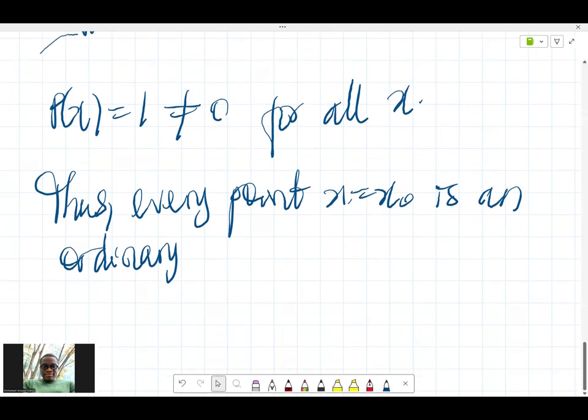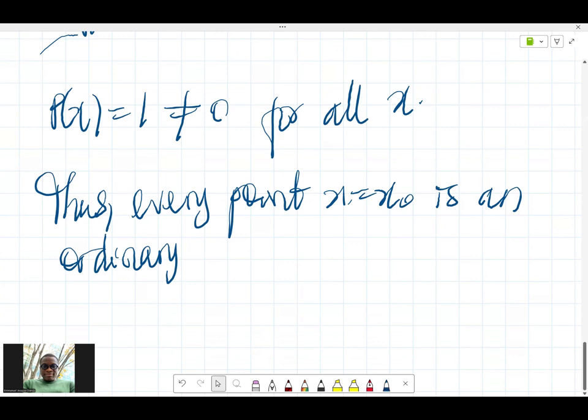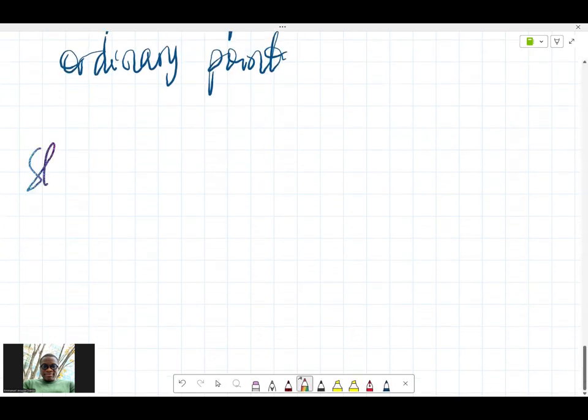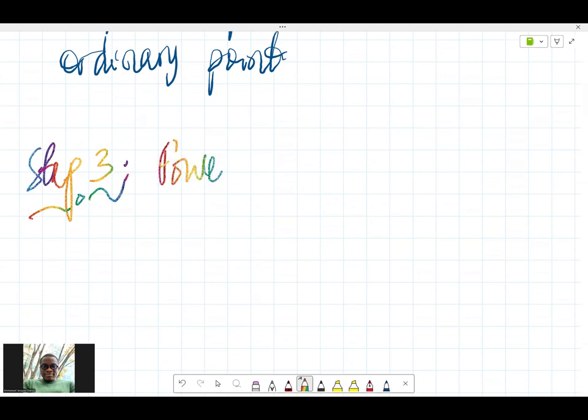So in that case, you can say that, thus, every point x equals x naught is an ordinary point. Okay, that's what we do in this case. So, of course, we want to now go to the power series, which we did the other time. So let me just take that one slowly. If we want to deal with this now, we can go for step 3, which I already did in depth. I just want to take one example for the sake of emphasis.